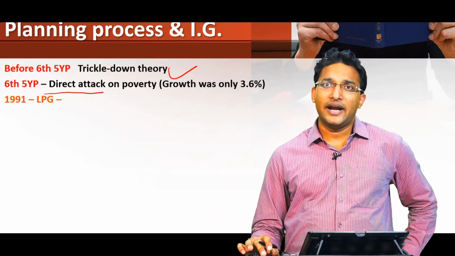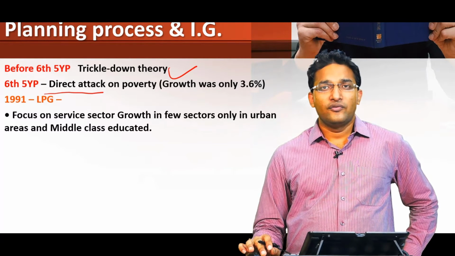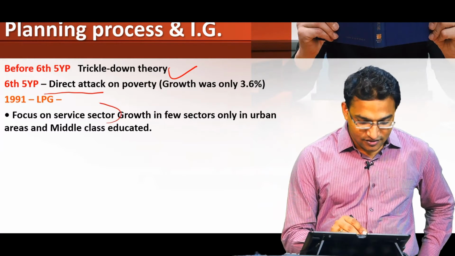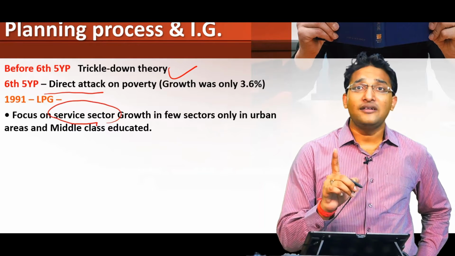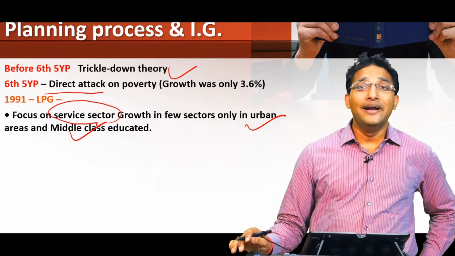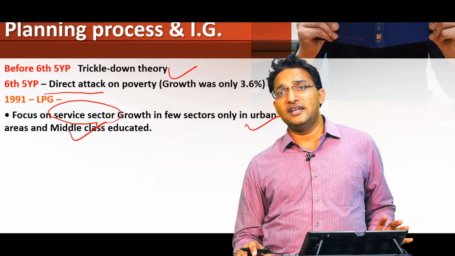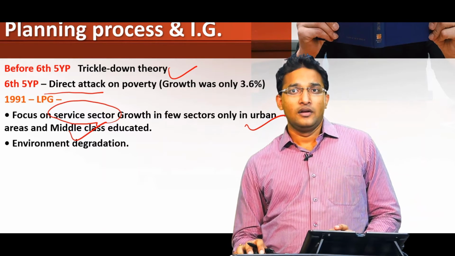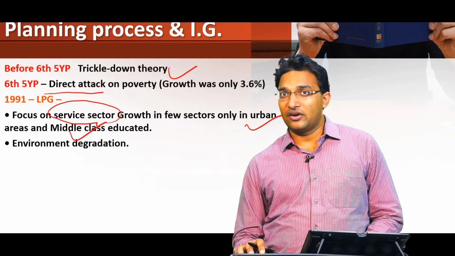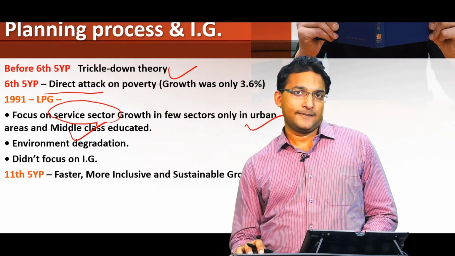Then from 1991 onwards, the liberalization, privatization and globalization process started. But the focus was tilted towards the service sector, which benefited only limited sections, that is the urban sector and the middle class people. This service sector provided opportunity only to the urban areas and middle class educated people. Environmental degradation became very, very severe. We didn't focus upon inclusive growth.